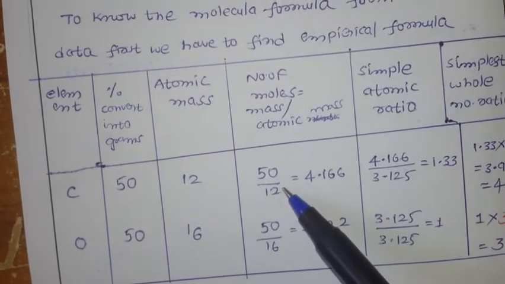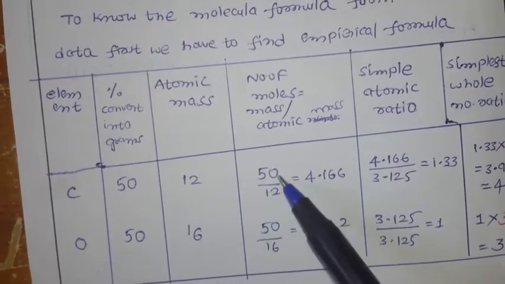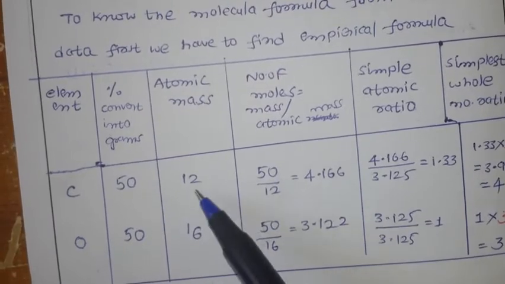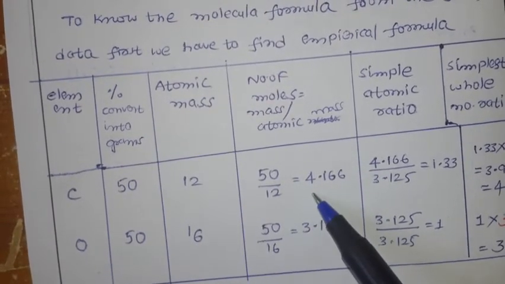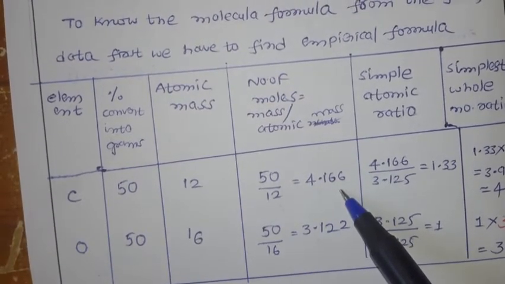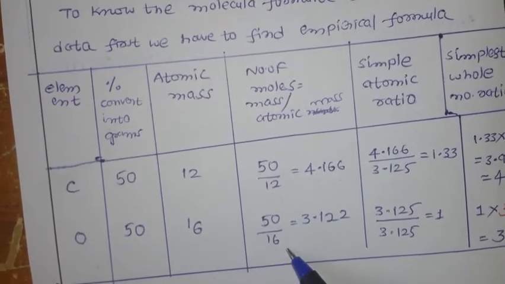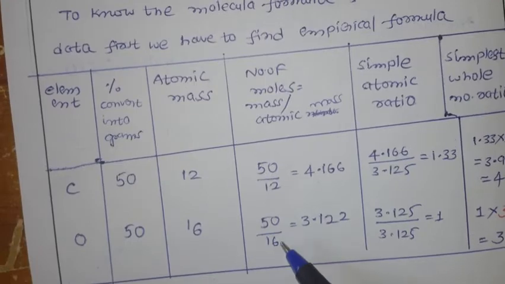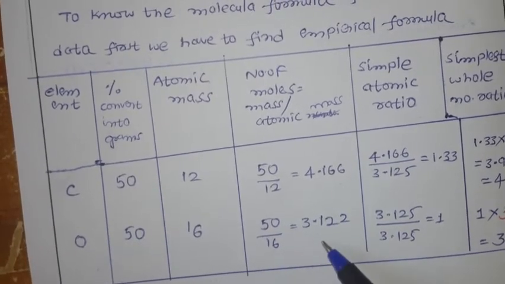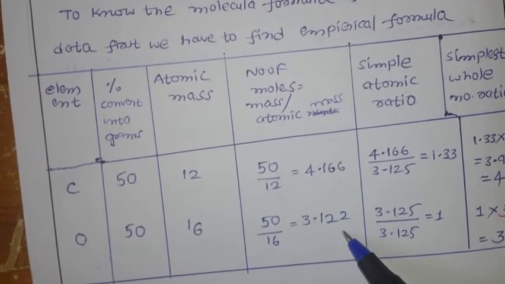Now come to the number of moles of carbon. We have mass 50, atomic mass 12, and we get 4.166 moles of carbon. Now number of moles of oxygen is mass by molar mass. Mass is 50, atomic mass is 16. If you do the division, 3.122.